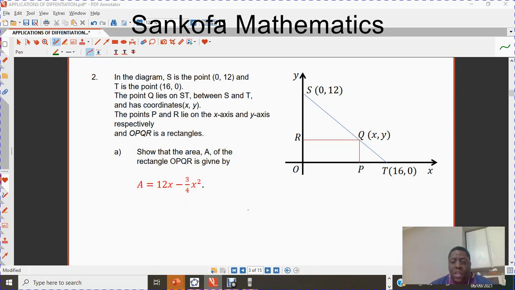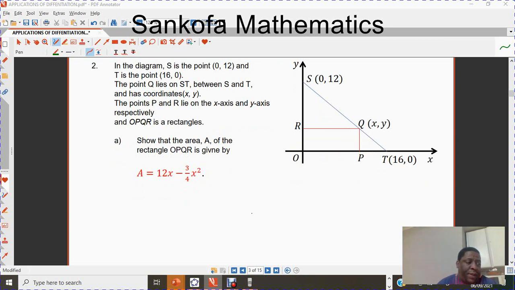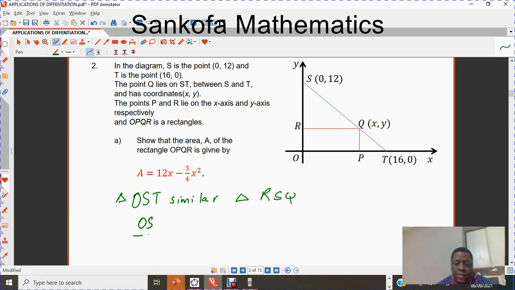There are many ways that you can do this. One of the things I like to look at is triangle OST, the big one, and we'll say it is similar to triangle RSQ. If that is the case, then OS over RS should equal OT over RQ, because of the similarity.